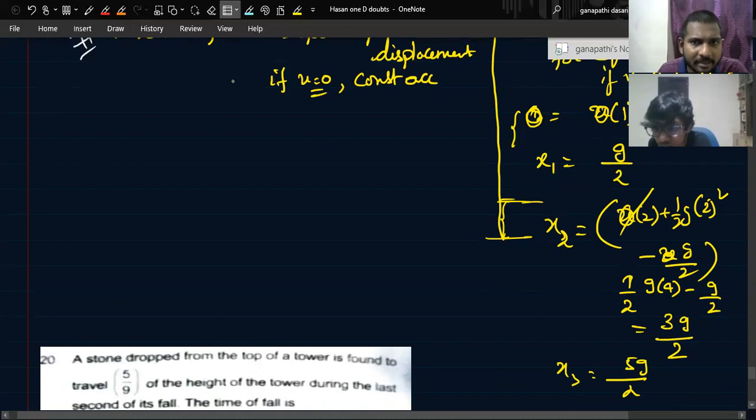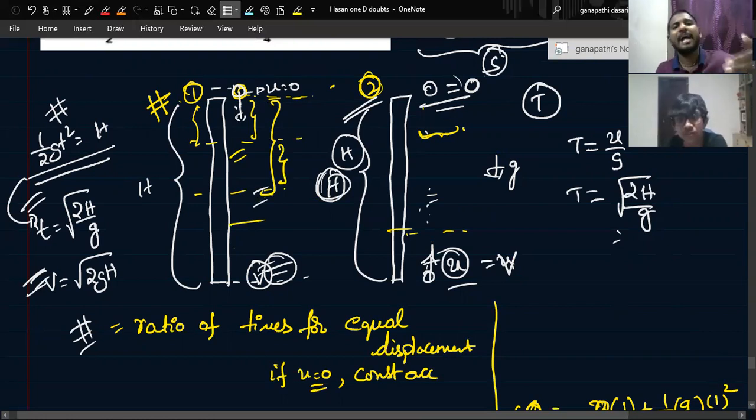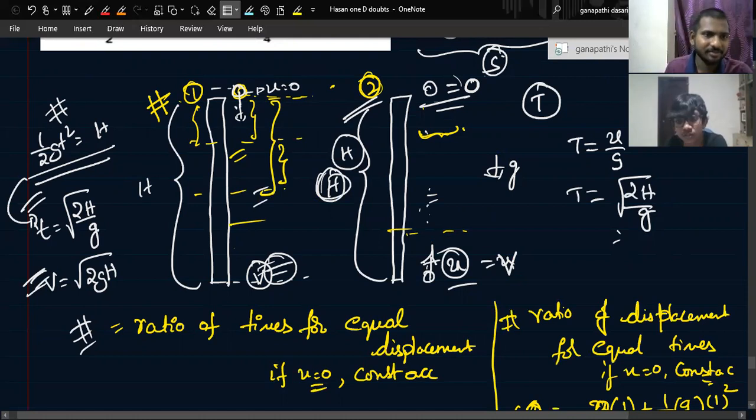You want me to do it again? Sir, is the initial velocity taken as 0 for the second second also? To make my question easy, I took the distance traveled in 2 seconds from the initial position, calculated u into 2, and subtracted the first second's travel. That is nothing but the second second. In 2 seconds, how much it traveled, subtracting the 1 second travel. You got the 3g by 2.